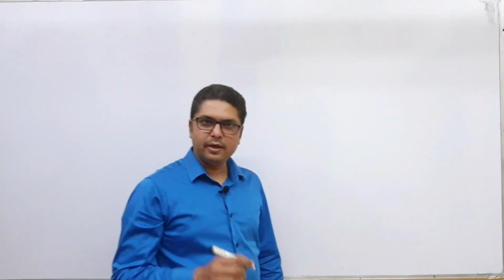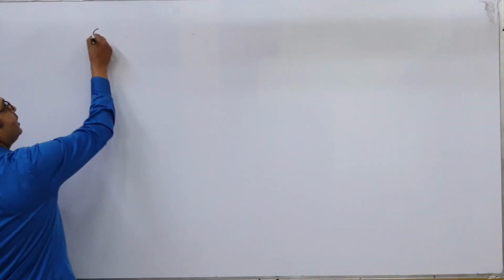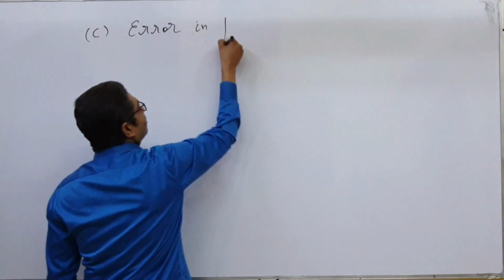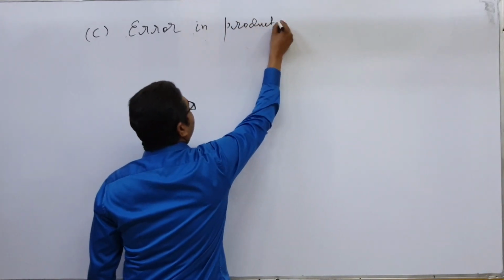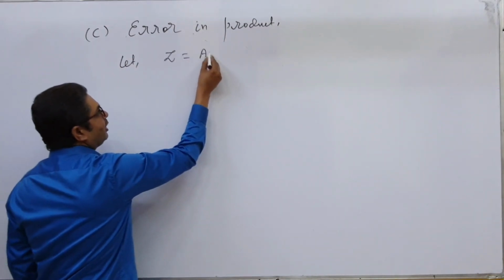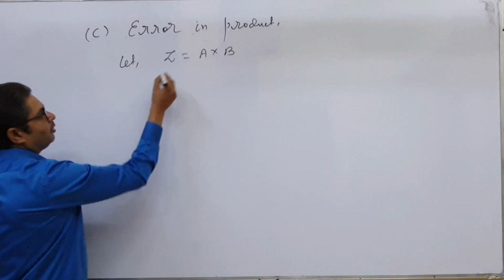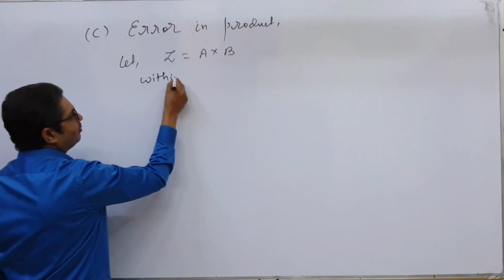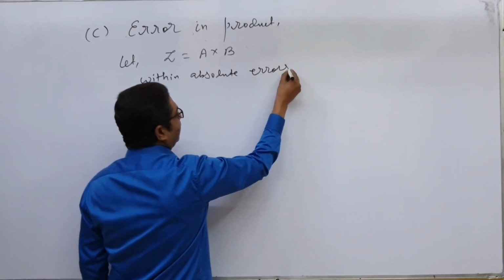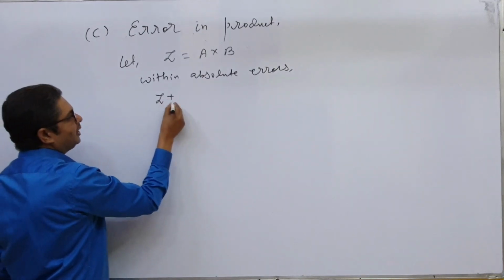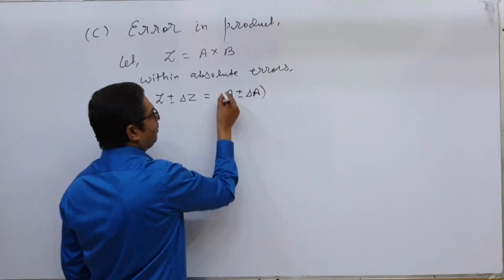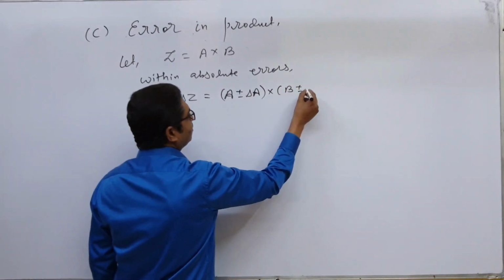Next you are going to see error in product. Number C is error in product. So let us say that Z is equal to A into B, with absolute errors. You can write Z plus minus delta Z is equal to A plus minus delta A into B plus minus delta B.